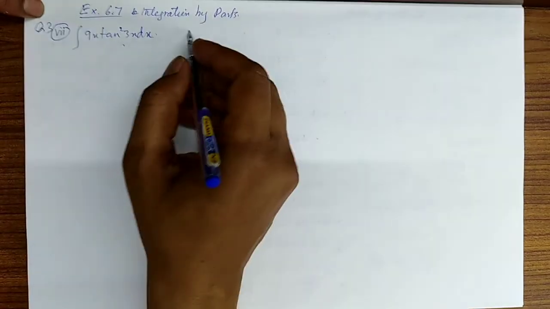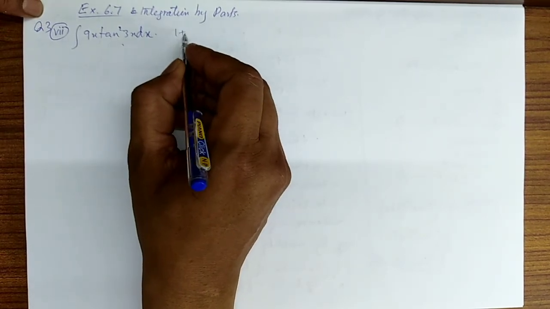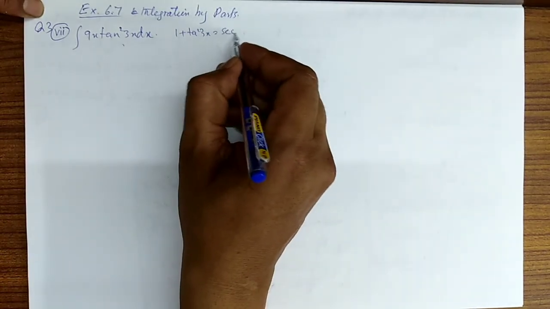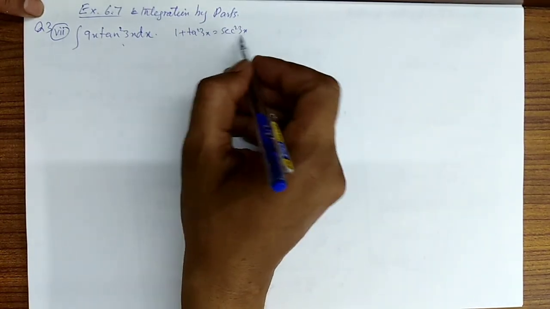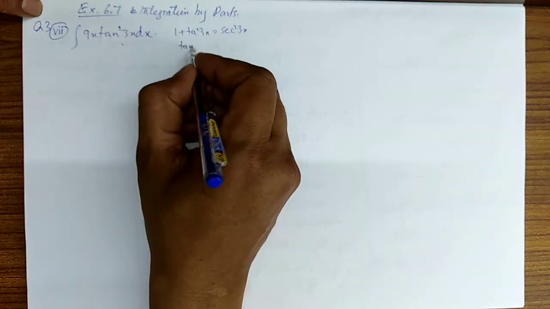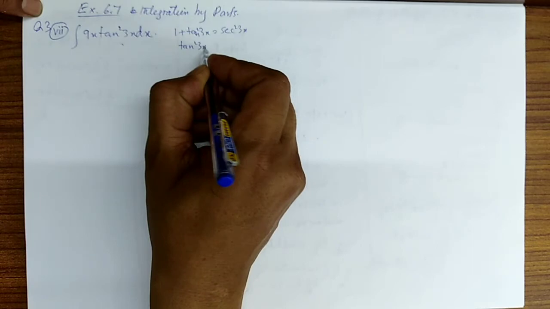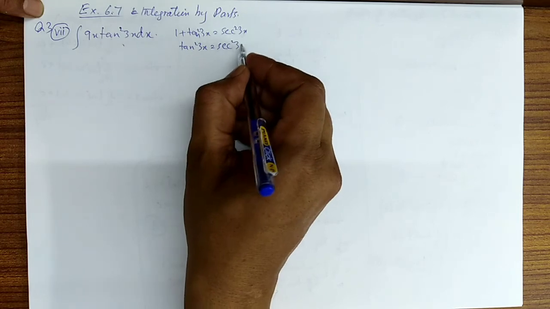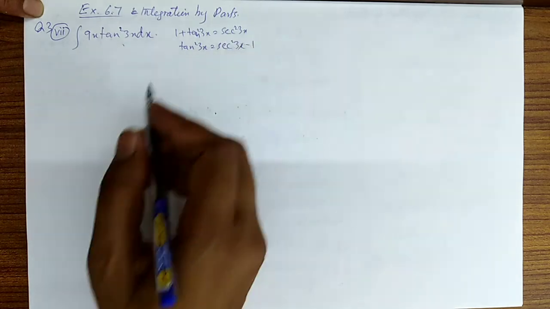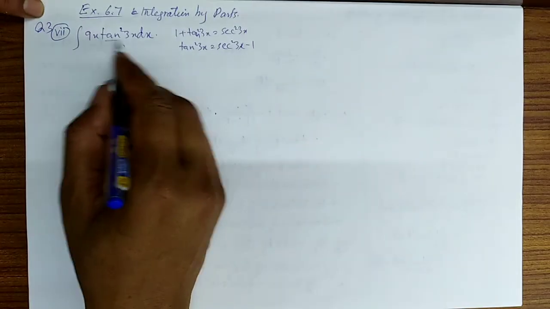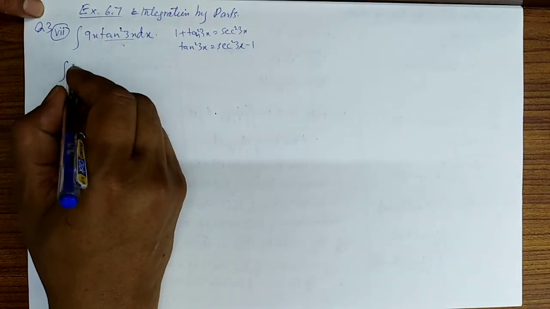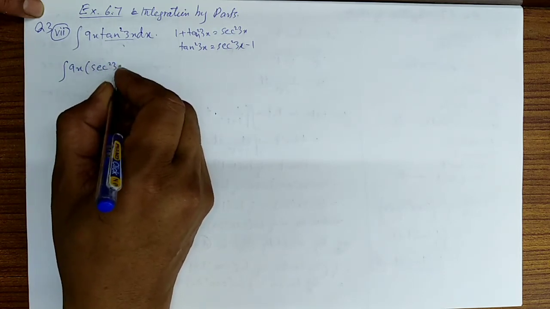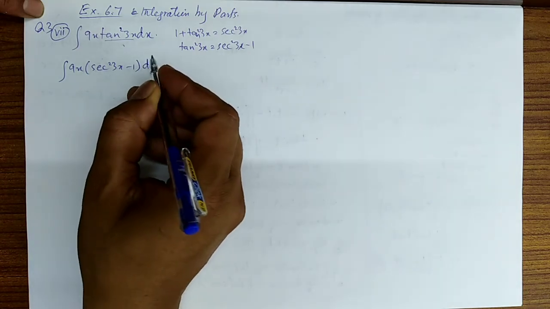Okay, to solve this question, let's first consider the identity which represents that 1 plus tan square 3x is equal to sec square 3x. Now from this identity we can take tan square 3x equals sec square 3x minus 1, right? So now by substituting this value, what we have is 9x into sec square 3x minus 1 d of x, right?